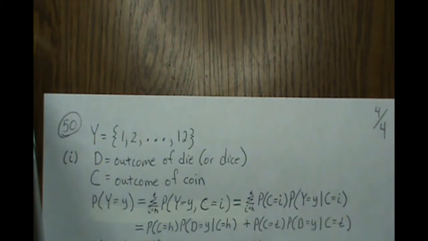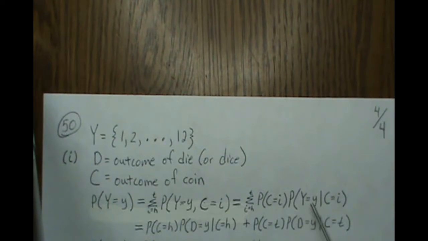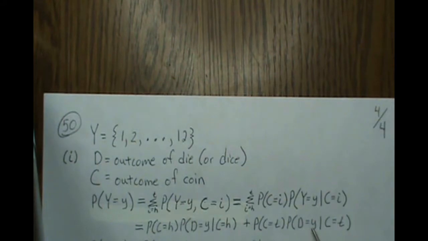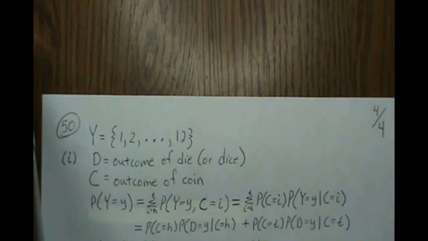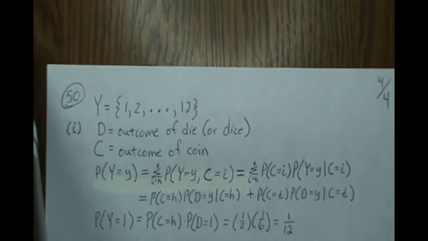So this can be rewritten as the probability that we observe a head, and then the probability that the die sums to y given that we rolled a head, and then the probability we flip a tail, and the probability that the two dice equal y given we flipped a tail. So notice that y is the outcome that we want, but that's equivalent to the sum of the die or dice. And now we go through each possibility.